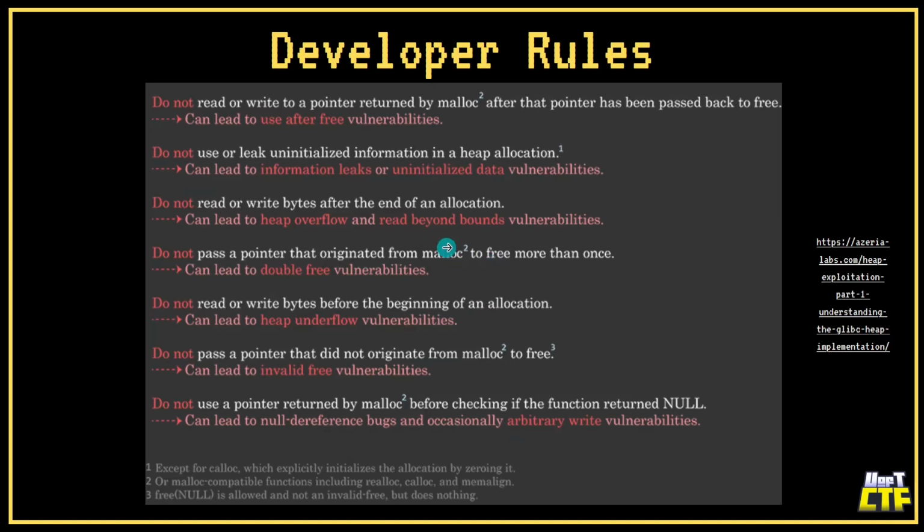So here's a TLDR. If you're a developer and you want to know how to use the heap properly, a lot of these are things that are taken to be just bad practice, and developers just don't do these things. Do not read or write bytes at the end of an allocation. Do not write to a pointer returned by malloc after it has been passed back to free. We'll see why this is the case. We'll understand what a use after free is in a few slides from now.